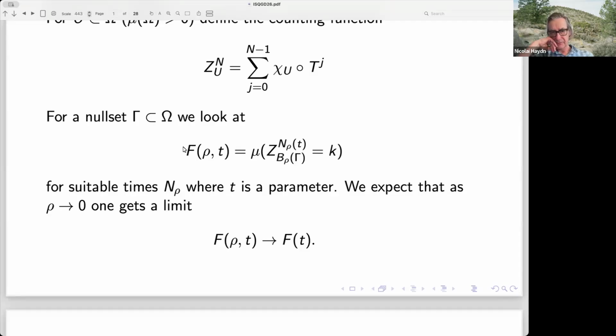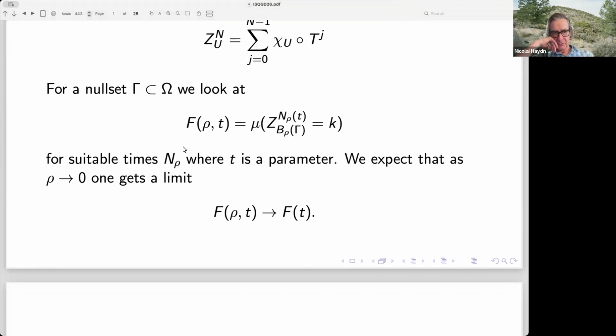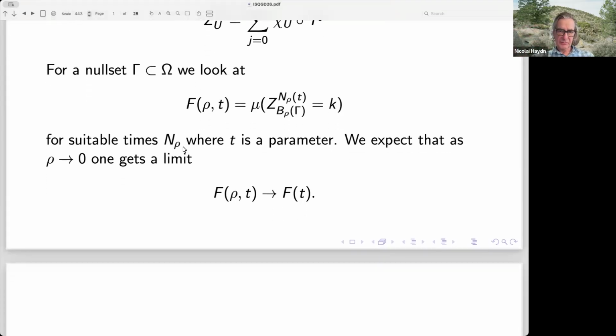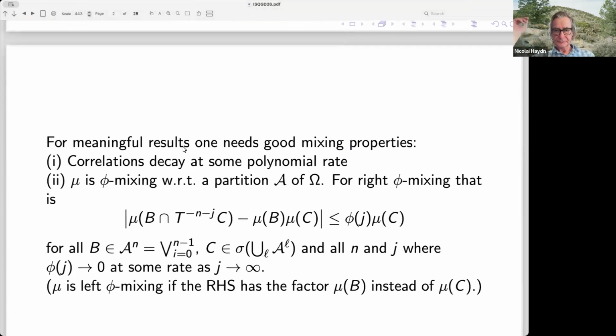So that's why this formula is there. There's mu of Z sub B rho, N of rho, depending on rho, and it takes rho neighborhoods. And t is just some parameter. It doesn't play too much of a role. But the point, of course, is the capital N sub rho. How does one have to scale that in order to get some non-trivial distribution? So for every t, one takes rho to 0 and gets this distribution here.